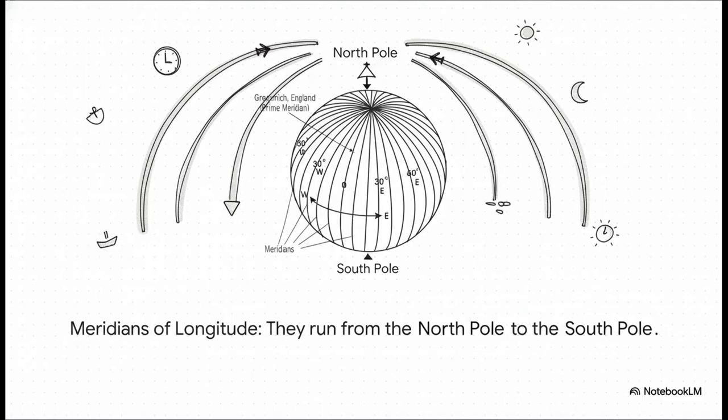And here they are. Look at how different they are from latitudes. They all run from the North Pole all the way down to the South Pole. So they aren't full circles, are they? No, they are semicircles. Think of an orange. They're just like the slices of an orange, all meeting at the top and the bottom.